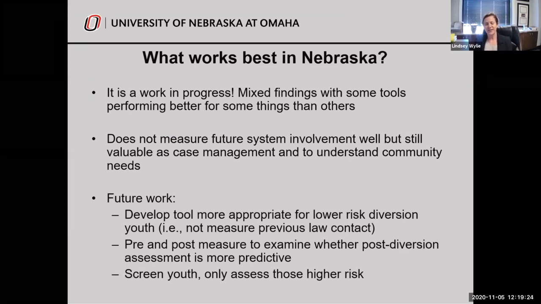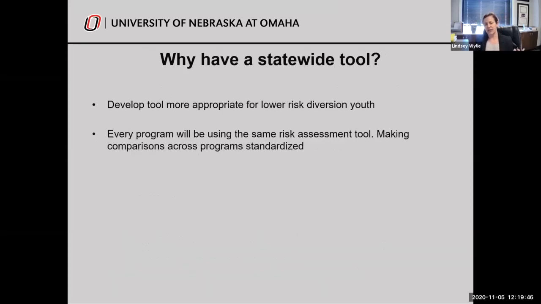But now we're at the point where we are doing the work of developing a state tool. So our recommendations back then were to develop a tool more appropriate for lower risk youth, perhaps a pre and post measure to examine whether post-diversion assessment is more predictive, and then to screen youth and only assess those who are higher risk.